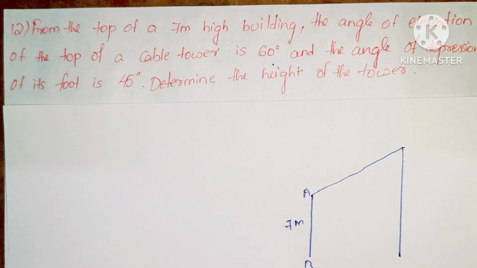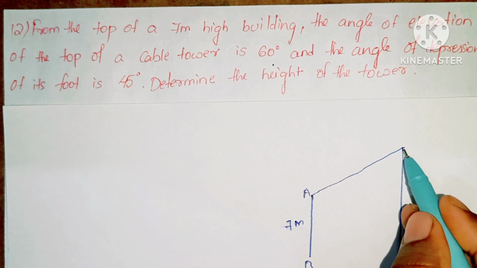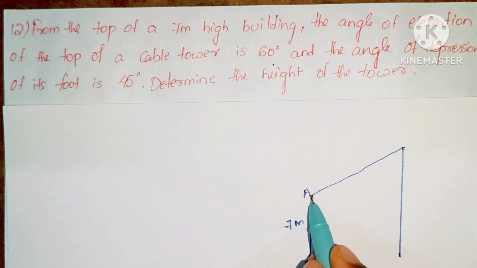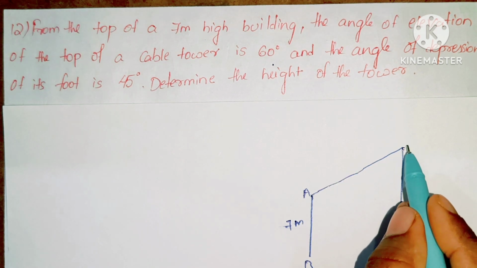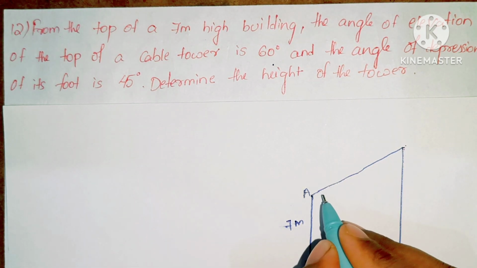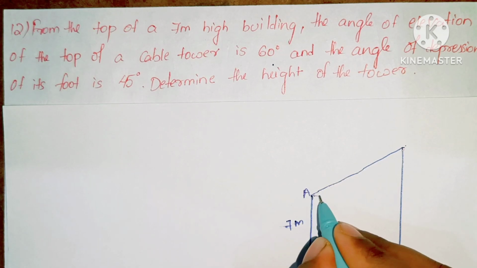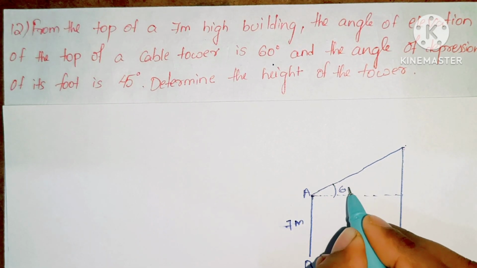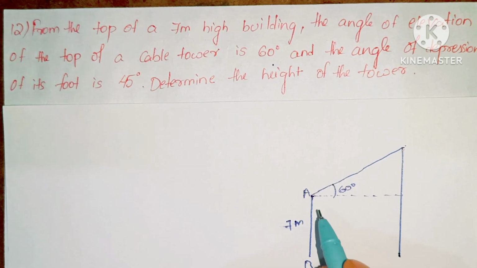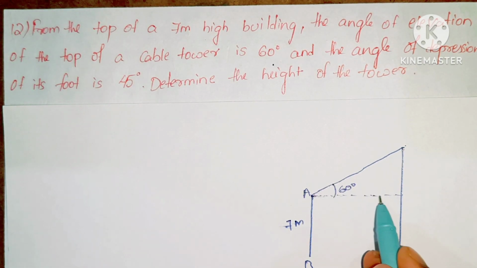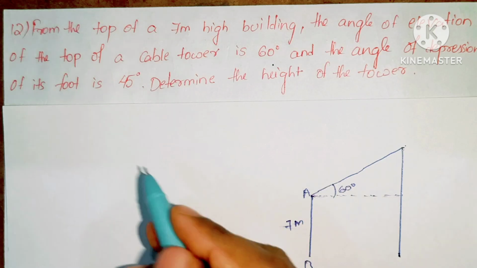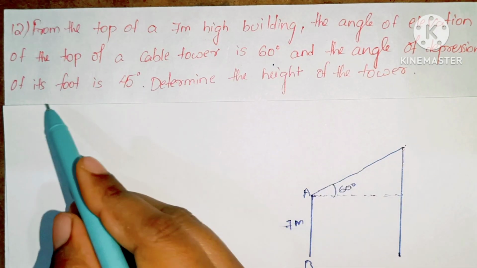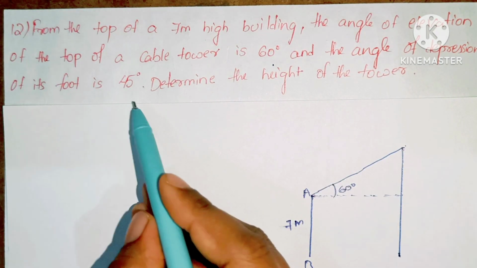I denote it as another straight line, and this one is the top of the tower. From here, from the top of the building, he was watching the top of the tower with the angle how much? 60 degrees. So I drew here the base and 60 degrees, because from the observer's eye this one is the base. Next, he said the angle of depression of its foot is 45 degrees.